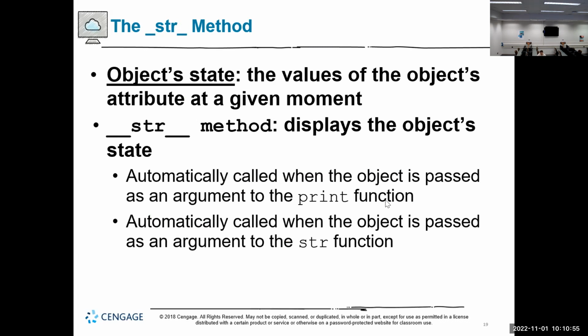And remember, it's very important here. It will automatically be called when the object is passed as an argument to the print function. So basically, if you use the print function and the parameter is an object name, it will print out what the state of the object is. It is automatically called when the object is passed to the print function.